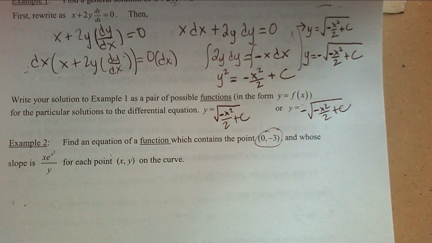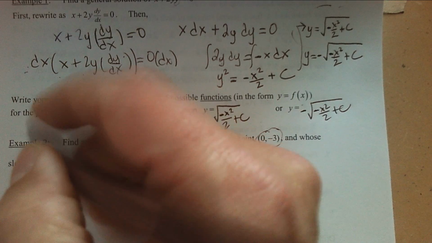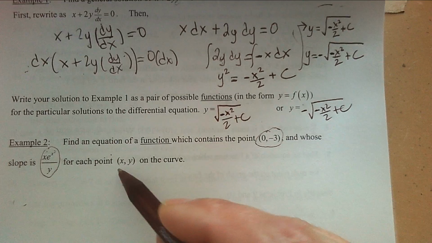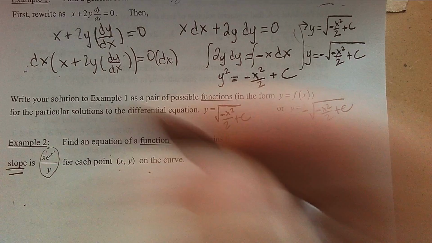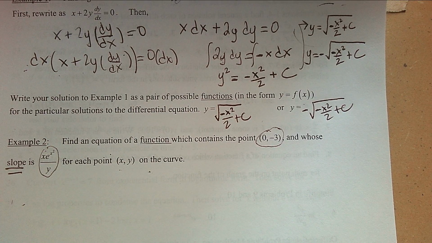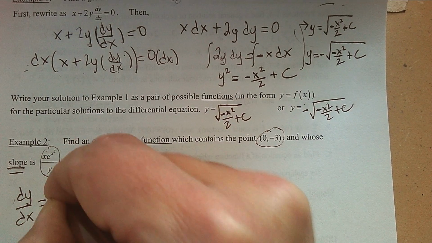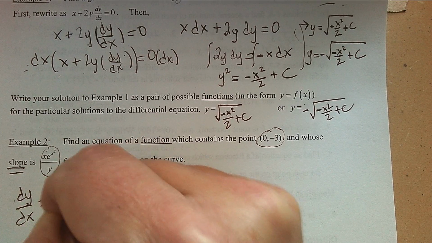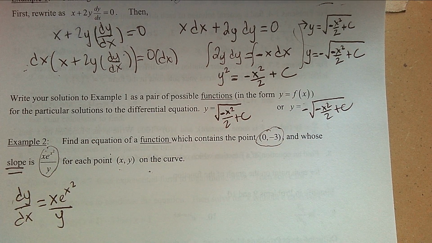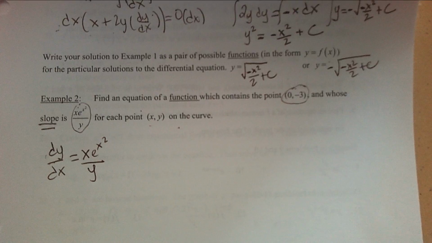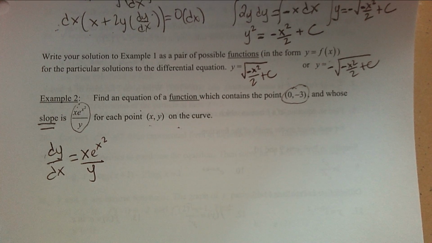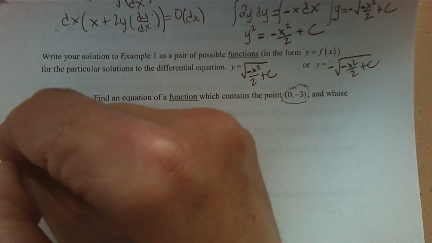Okay, so we're going to find an equation using that point whose slope is this for each point x, y. Slope in calculus means derivative. So slope means derivative. So in other words, I can write down dy by dx equals that. Step 1 is done. What does step 2 say? Multiply both sides by dx.